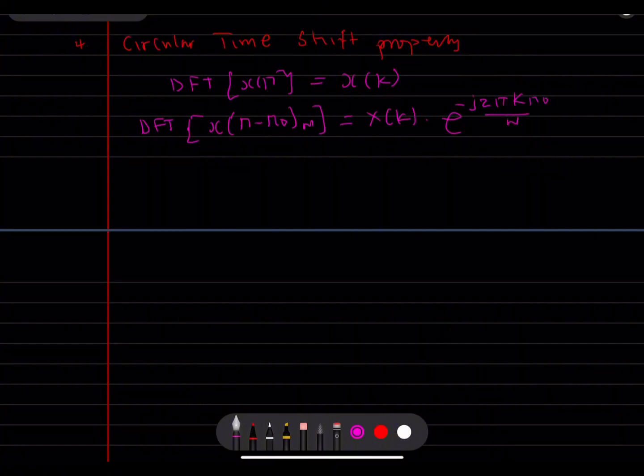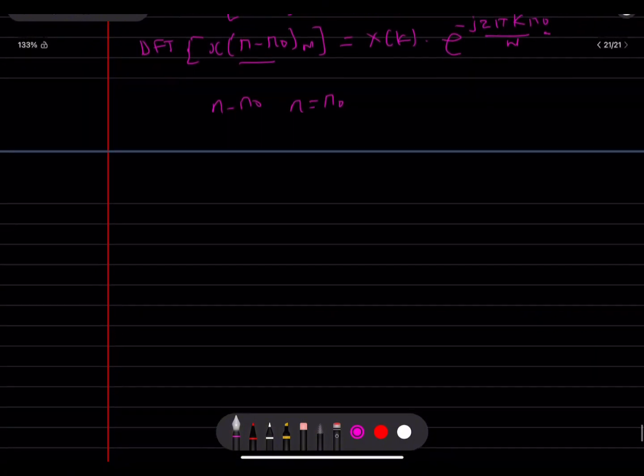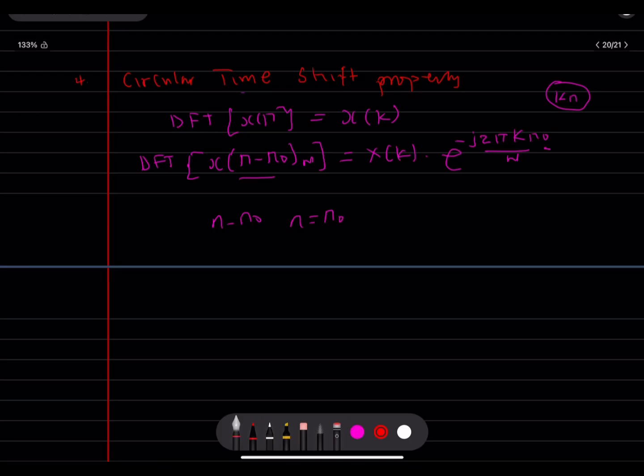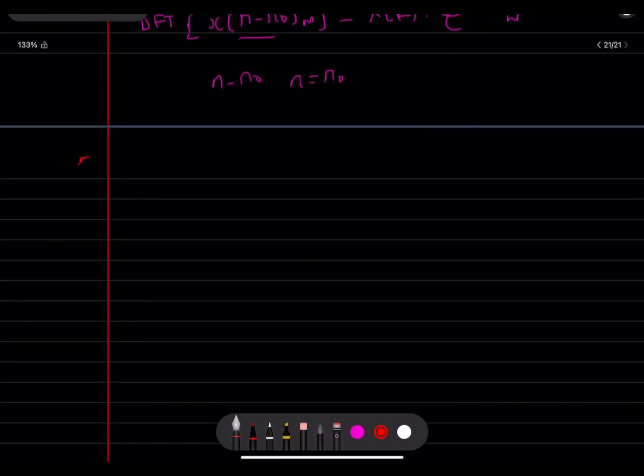This was made possible because inside here we have n minus n naught, and therefore n is equal to n naught. So instead of k n over here, we replace the n by n naught. That's why you see n naught over there. And then the next one I want us to talk about is the circular frequency shift.